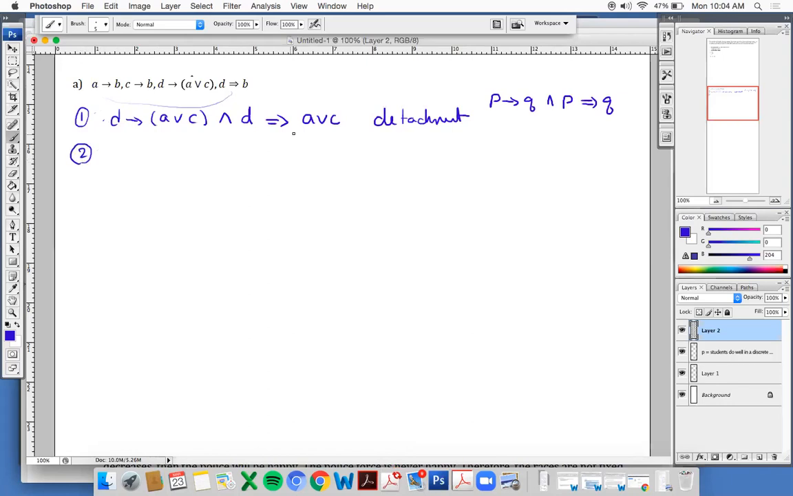So I use this one and this one. Because this has C in it, I'm going to try to combine it with the second premise. So I'm going to change A or C into not A, therefore C, and this is the conditional equivalence.